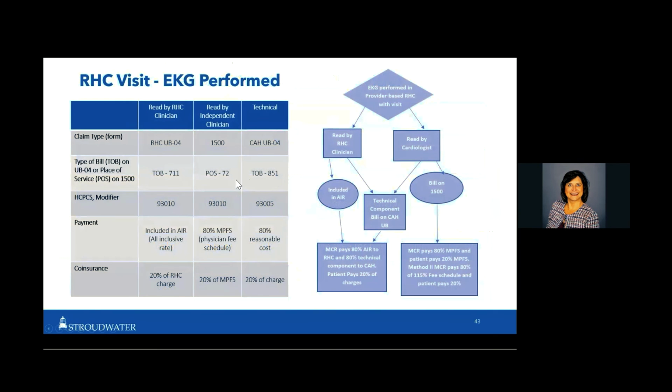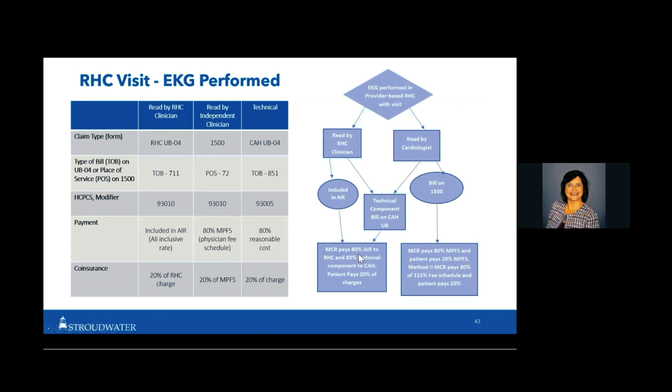So when looking at it this way, it's just a different way of thinking about it, that the EKG was performed in a provider-based RHC with a visit. So if it was read by an RHC clinician, the payment is included in the AIR, and the technical bill is billed on the critical access hospital's UB. And then Medicare will pay 80% of the all-inclusive rate to the RHC and 80% of the technical component to the critical access hospital. And then the patient will pay 20% of both the all-inclusive rate as well as the technical component.